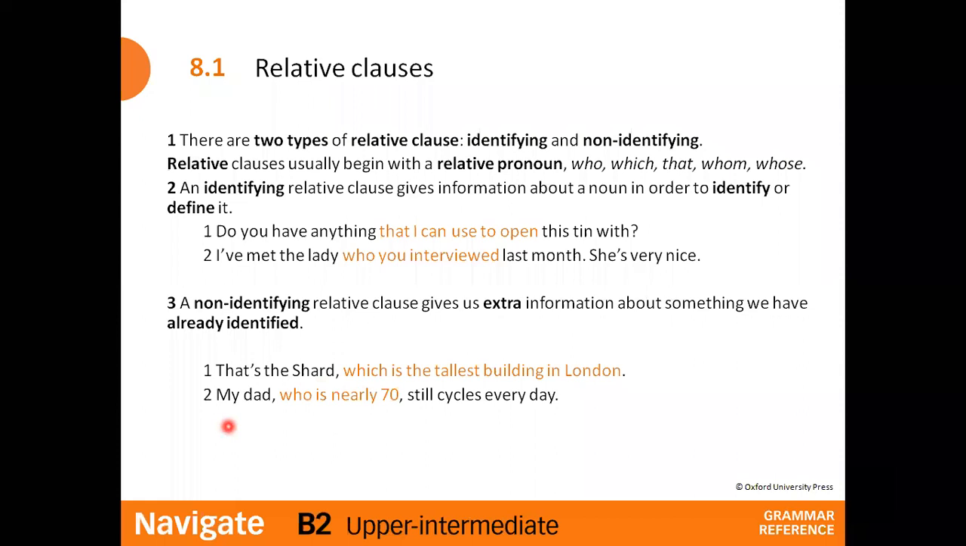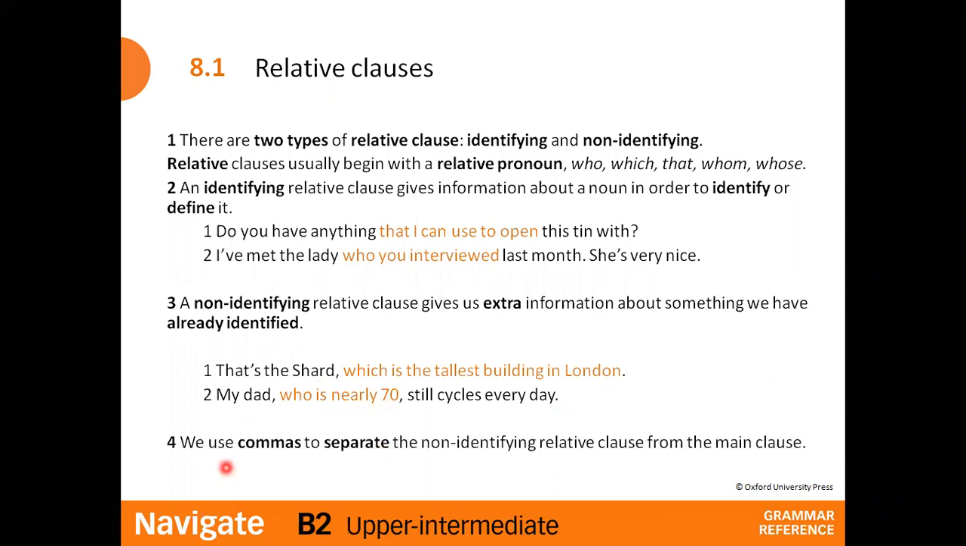Next, my dad, who is nearly 70, still cycles every day. I'm giving extra information about my dad, which is his age. All right. We use commas to separate the non-defining relative clause from the main clause. So here you can see commas. These are non-defining relative clauses. They are separated from the main clause. I hope this is understandable.